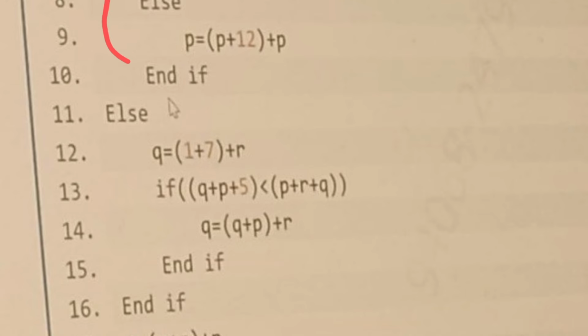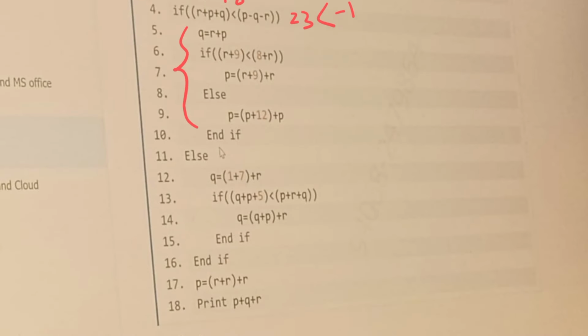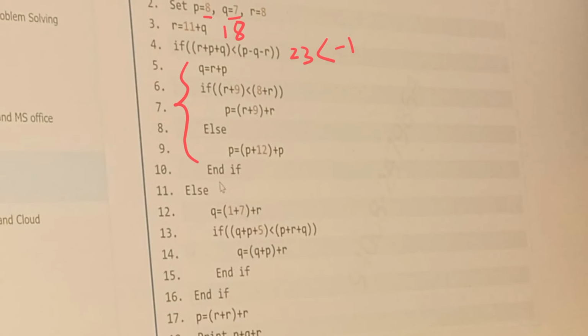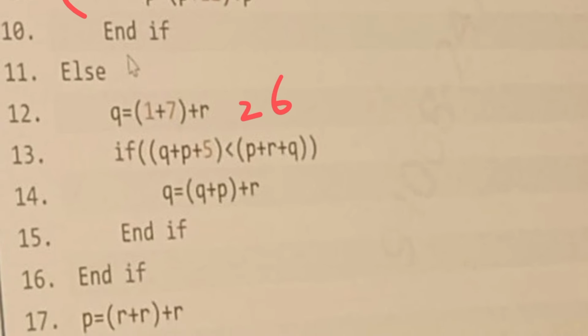So the value of q becomes 1 plus 7 plus r. So 1 plus 7, and r is 18. So 18 plus 8 is 26. And again we are checking the if condition: p plus q plus 5 is lesser than this.